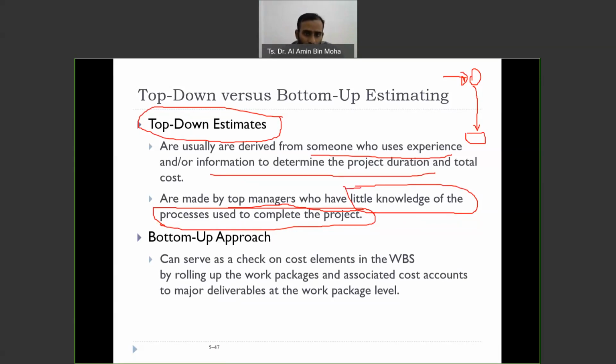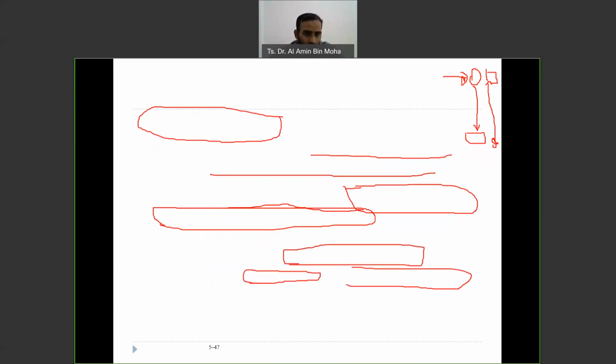What is bottom-up? Bottom-up is the opposite of this. It's from the bottom, and then you give your view to the top. What this means is that this can serve as a check on cost elements in the WBS. So they are going to use the WBS. Do you still remember WBS? By rolling up the work packages, do you still remember the work package? The smallest element at the bottom, and the associated cost account to measure deliverables in the work package. It means that we are going to check from the WBS. Okay, let's go to the WBS. Where is it?